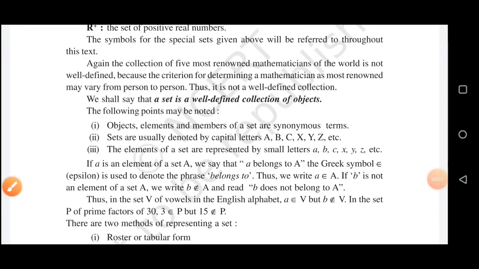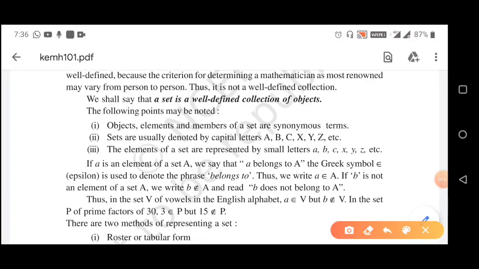If you keep on asking the question, the collection of beautiful actresses in Bollywood, then the answer will change for every person. It may be the same, it may not be the same. So this is not well defined. So the set is a well defined collection of objects. So the collection of beautiful actresses in Bollywood is not a set, because that is not well defined, because the answer of this collection is not the same for everyone. It will vary from person to person.